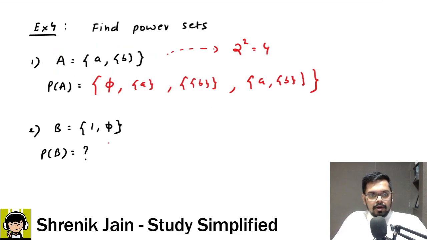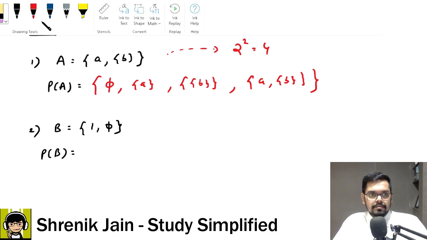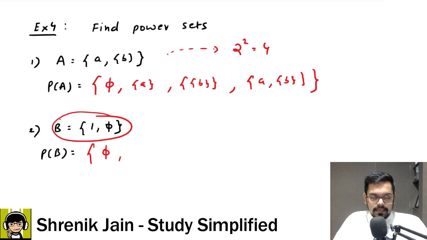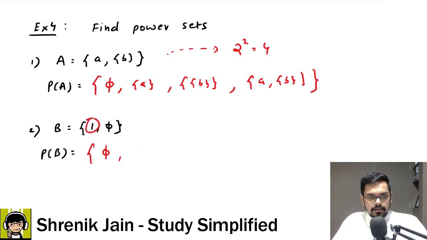What about this one? If B is given, then tell me the power set of B. Again, the formula is the same, 2 to the power number of elements in this set B, which is 2. So 4 you should get. So first thing is phi. A null set is always a subset of any set. So this is done. Now the singleton sets: this element in a set, this element in a set.